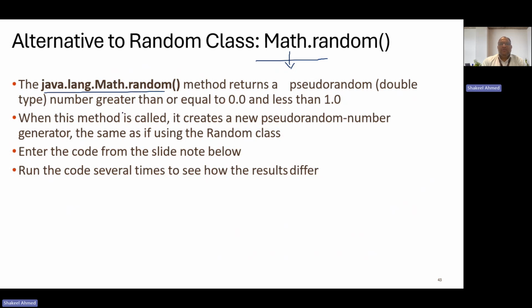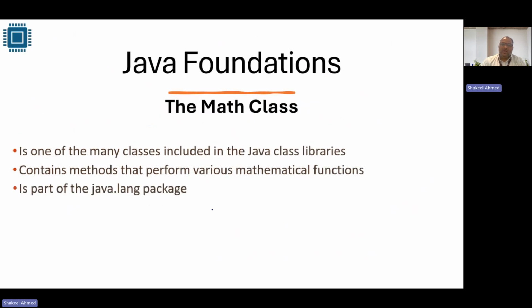So this is a number greater than or equal to 0 and less than 1. So you are having from the math class as well to generate it. When this method is called, it creates a new pseudo random number generator, the same as if we are using the random class. Enter the code from the slide below to run the code several times to see how the results differ. So you can check the random number generation.